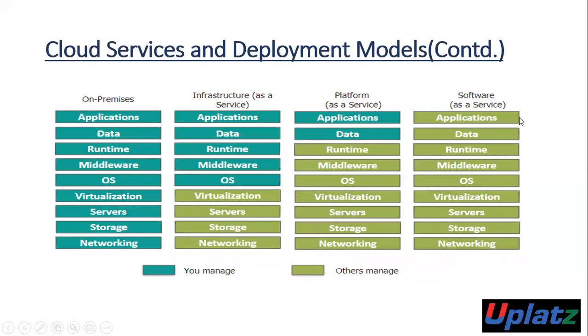Here I have mentioned the differences in what you manage and what others manage. On premises, everything needs to be managed by you, the user. Then infrastructure as a service, then platform as a service, and at the end, software as a service, where each and everything is managed by the provider. All you need is the internet to access that service.